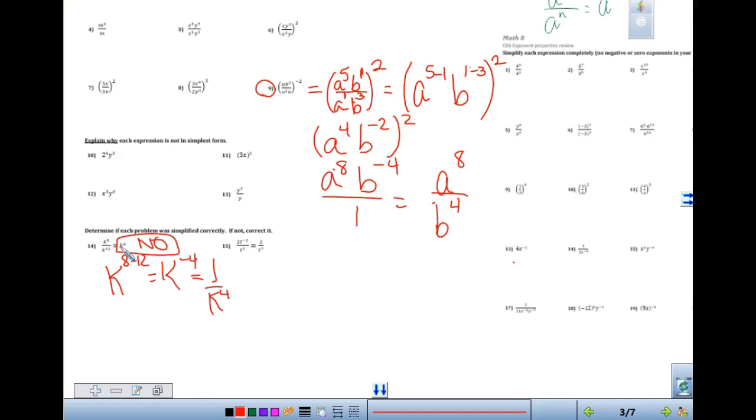I've had some people today in their work get this answer, and then the next thing they'll do is write, yep, that's k to the 4th. No, it is not. You cannot just do that, all right? So as you're looking at the problem. All right, so let's take a look at number 16.